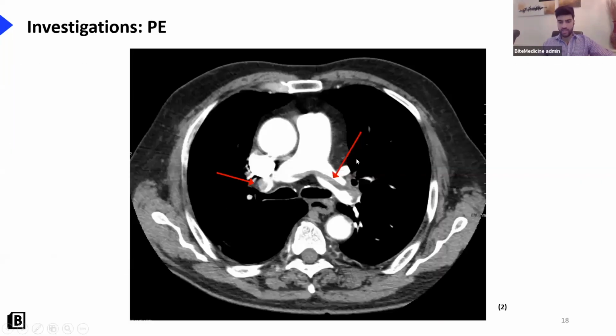So this is a CT-PA, and here you can see the pulmonary embolus. The dark gray stuff is your clot, and the white stuff is your blood. So you can see a big clot there, and what's that known as? What do we call that type of clot in the context of a PE?